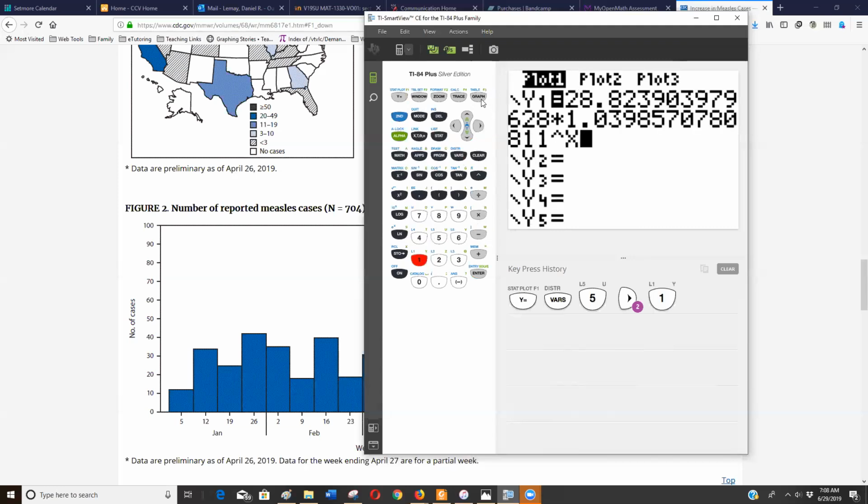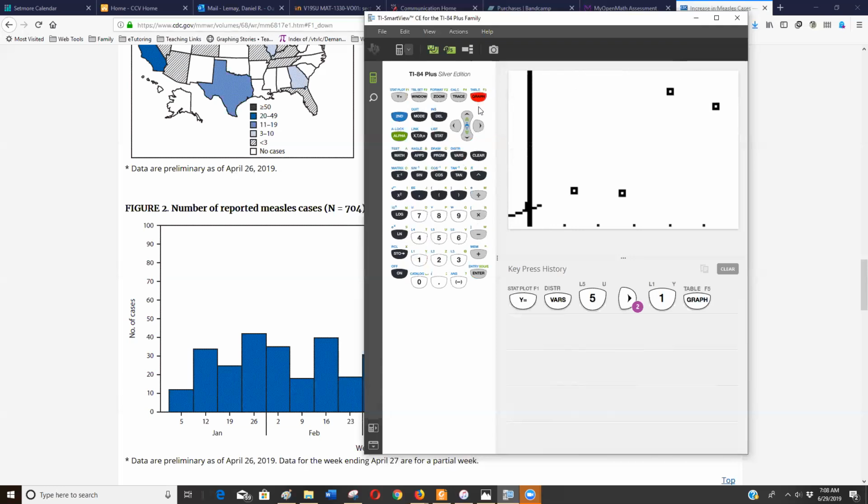Now when I just press graph, I don't have to do zoom 9 because I've already done that. I haven't adjusted that. So I'm just going to press graph. Then you get to see our regression equation plotted on top of our scatter plot, which is pretty good. Now, seeing the equation on there makes those points certainly look a little more exponential to me.